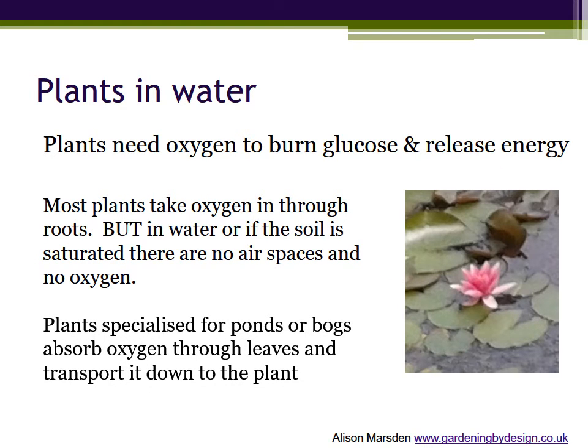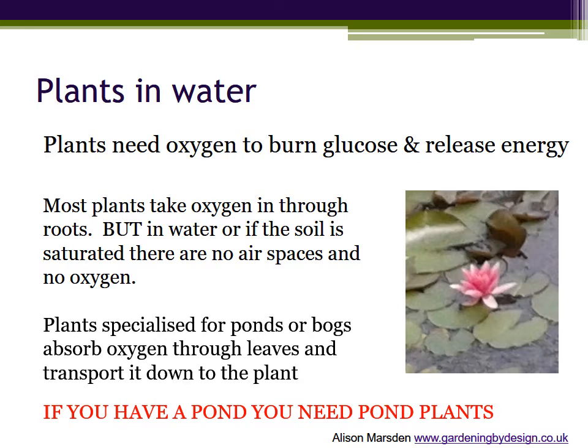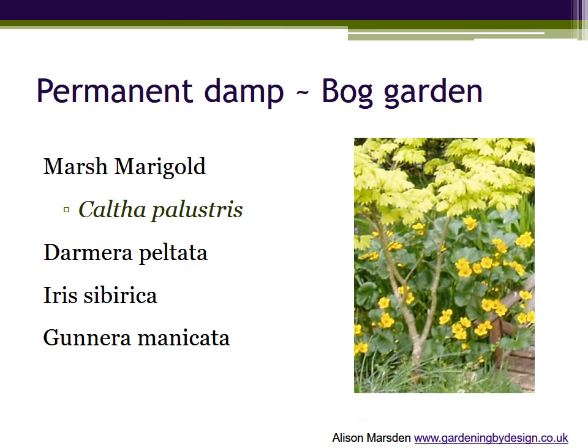They survive because plants specialised for ponds or bogs are adapted to absorb oxygen through the leaves and transport it down to the rest of the plant. So you don't need me to tell you that if you have a pond, you need to buy pond plants. Boggy areas are a bit more forgiving, as long as there is not water sitting on the surface and there is drainage below. So if you have an accidental or deliberate bog garden, there are plenty of great plants for it.